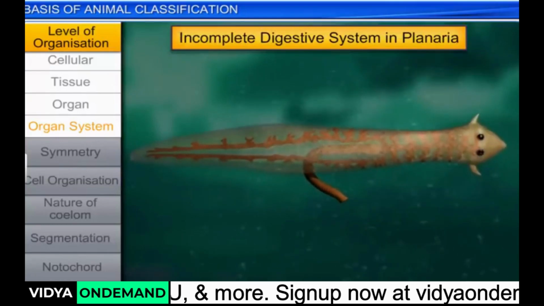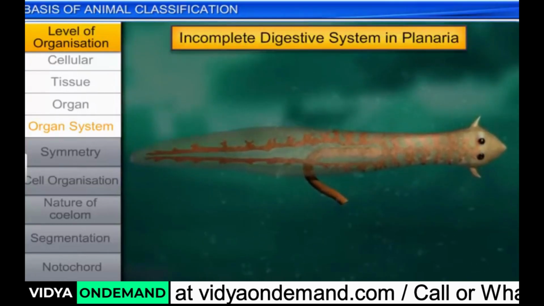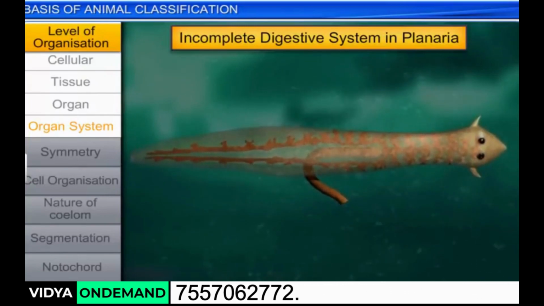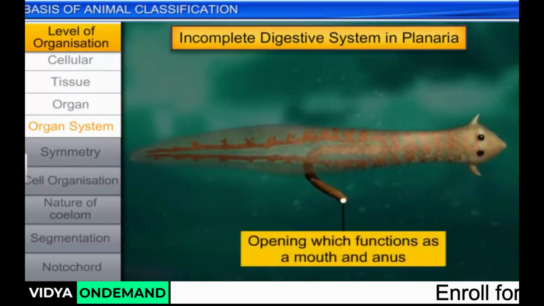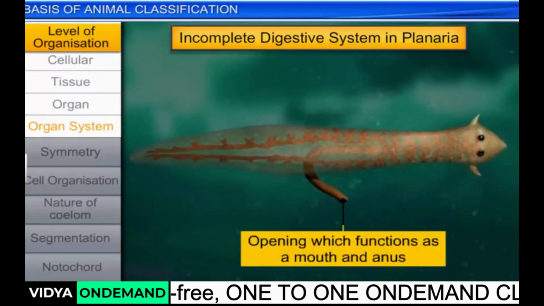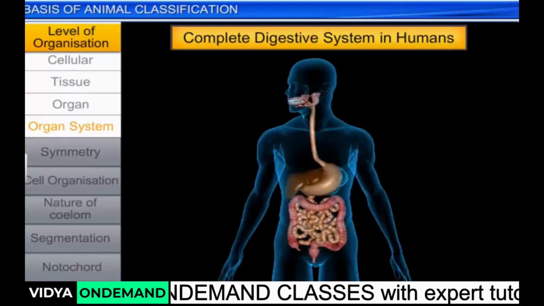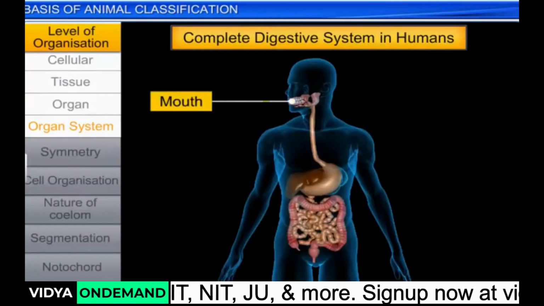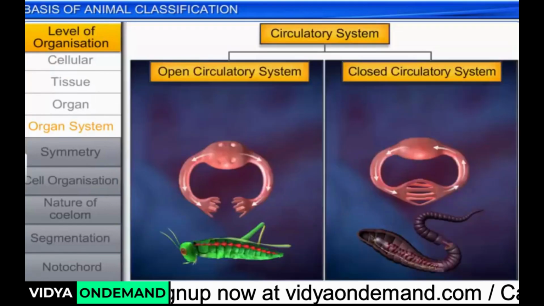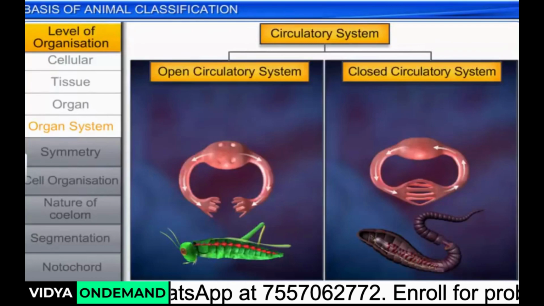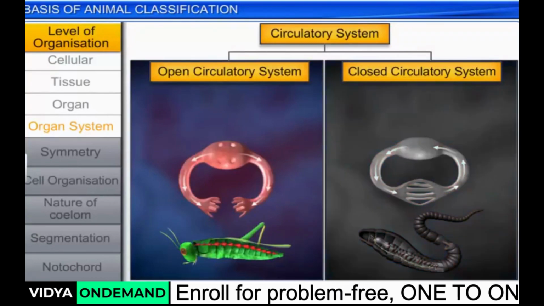For example, platyhelminthes have an incomplete digestive system, where a single opening outside the body serves as both the mouth and the anus, whereas humans have a complete digestive system that has 2 openings, a mouth and an anus. You will also find 2 types of circulatory systems in animals: open and closed.